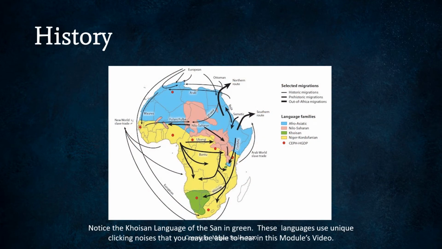So here's a little bit of their history. You'll see here another language map representing some different language families in Africa. Now these are big language families with hundreds, if not thousands, of other languages within these families. You'll see the blue Afro-Asiatic, red Nilo-Saharan, green Khoisan, and yellow Niger-Kordofanian, I think. So yes, lots of language families in Africa. We're focusing on the green here, the Khoisan.